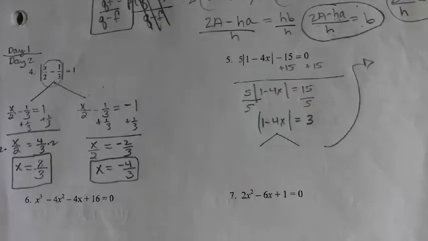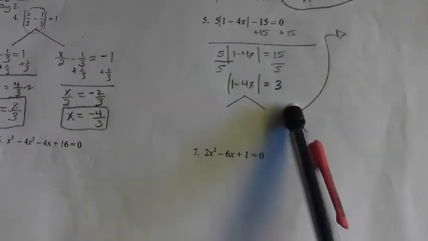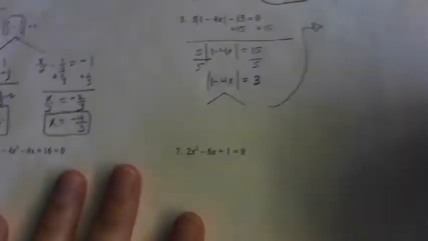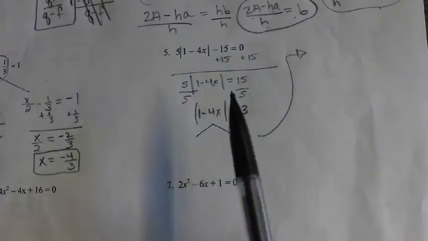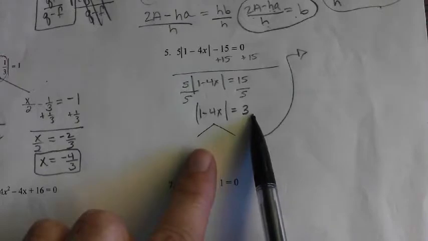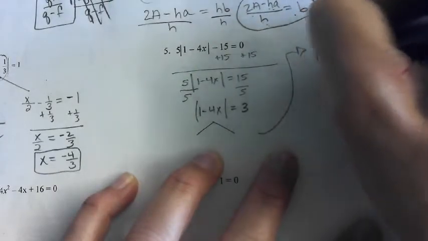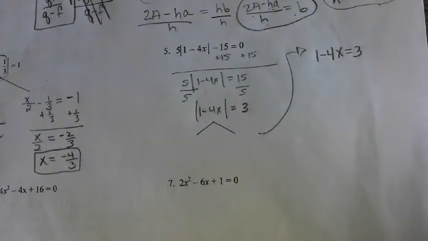All right, I explained the logic behind it over here. Now let me give you the rule, because I know that's probably better for some of you. When you're branching off, you keep one of these exactly the same. 1 minus 4x equals 3. The only thing I took off was the absolute value signs.